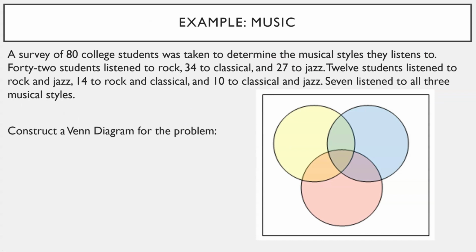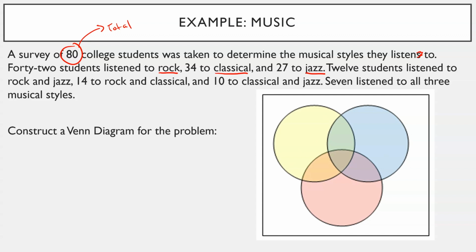So we have a survey of 80 college students. So that right there, this tells me the total. This is the total number of students in the survey. It was taken to determine the musical styles they listened to. A little bit of a typo. 42 students said they listened to rock, 34 said classical, and 27 said jazz. For whatever reason, I know there's other types of music, but we're just going to say these are the three main groups.